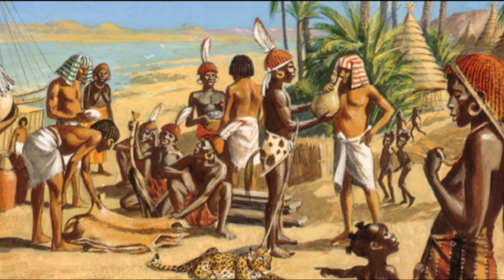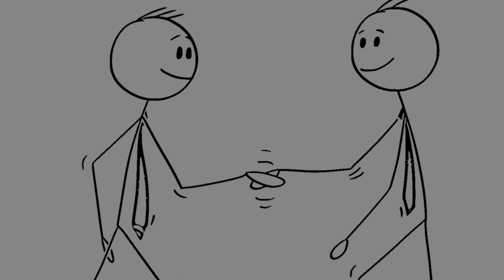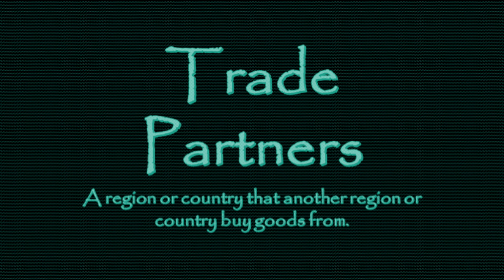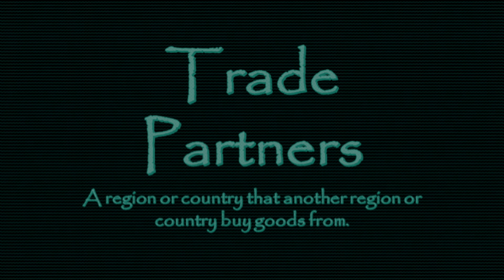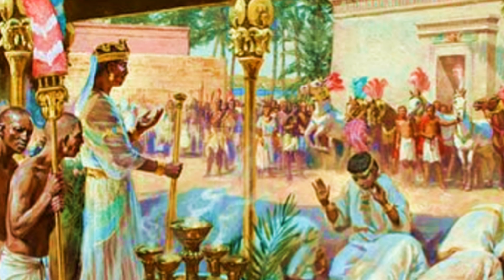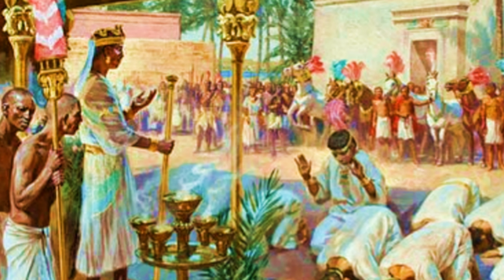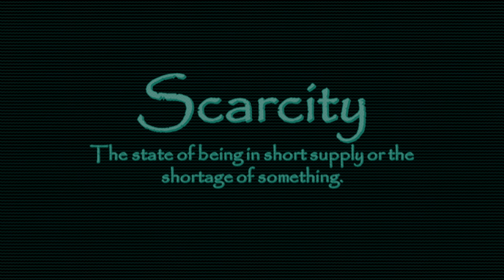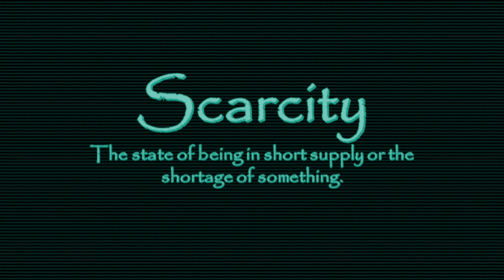This practice often results in trading partners between neighboring nations. A trading partner is a region or country that another region or country buys goods from and or sells goods to. In this lesson, we will be looking into the trading partners of Kush and how that impacted the growth of the merchant class. The final term we need to know is scarcity.